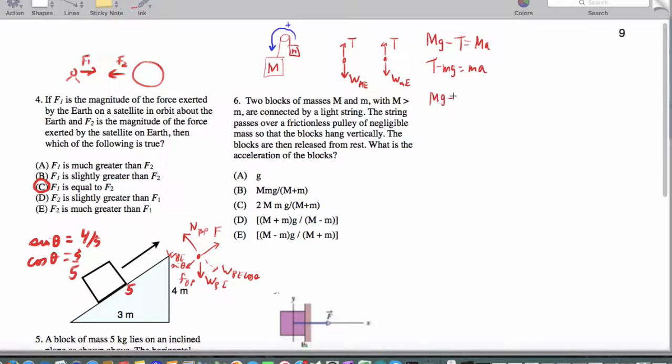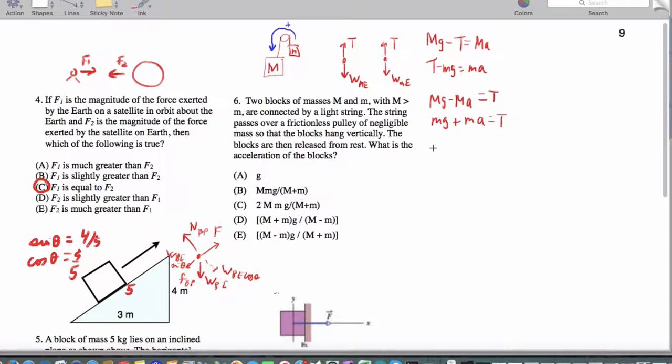So here we go. I'm going to do the following. Mg minus T over big M equals T minus mg. Actually, that's to get the tension. Let's do something else. Let's isolate tension on each side. So I'll have Mg minus Ma equals tension for the top equation. And then here we have mg plus ma equals tension for the bottom equation.